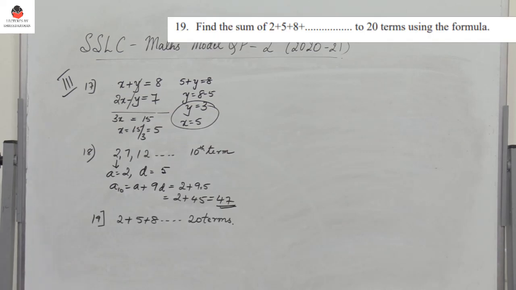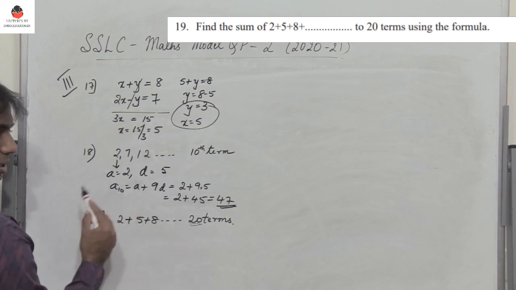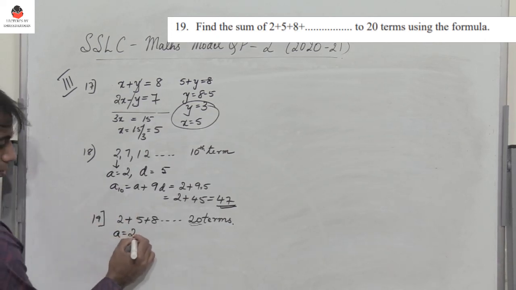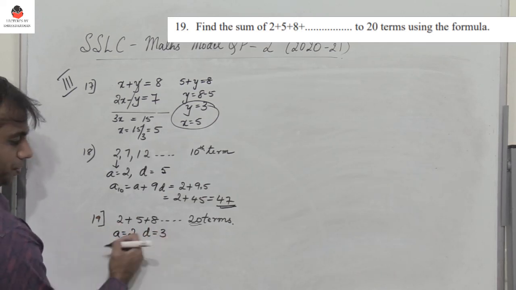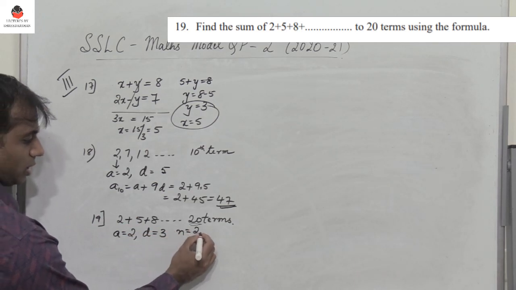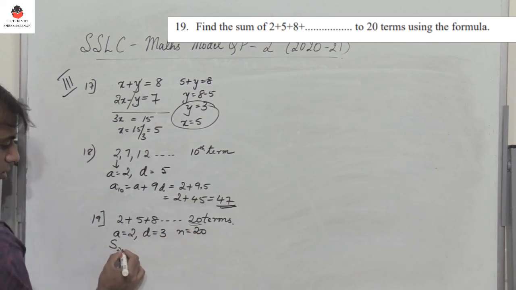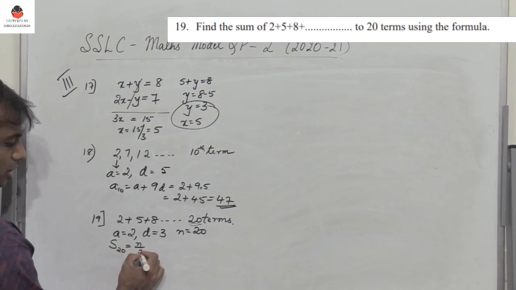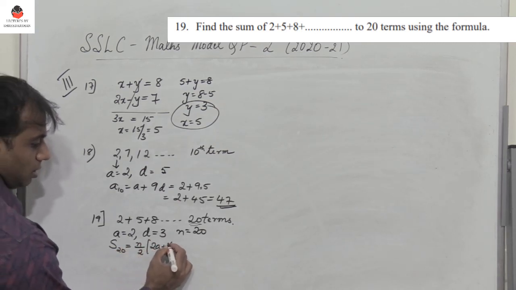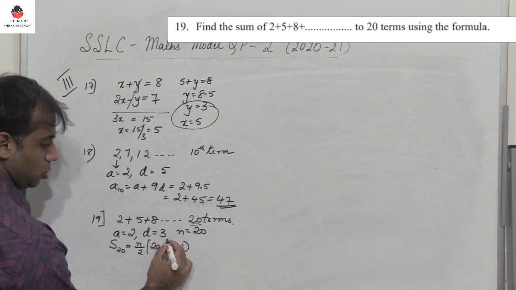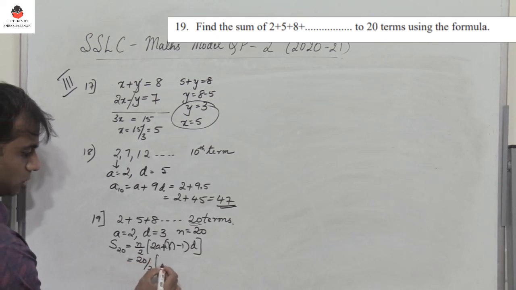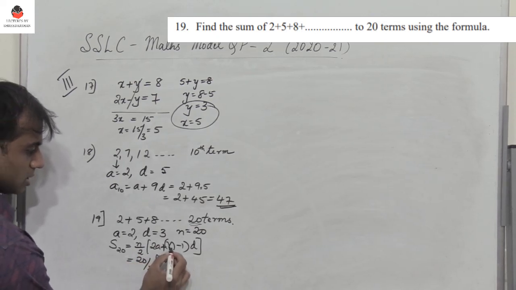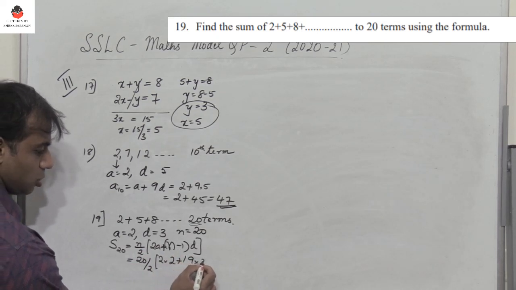The 19th problem, find the sum of this progression up to 20 terms. So here a is 2. And what is the common difference? 5 − 2 is 3. And then of course n = 20. So what is the formula? S₂₀ = n/2 × (2a + (n − 1)d). So we have n/2 is 20/2 × (2 × 2 + (20 − 1) × 3).